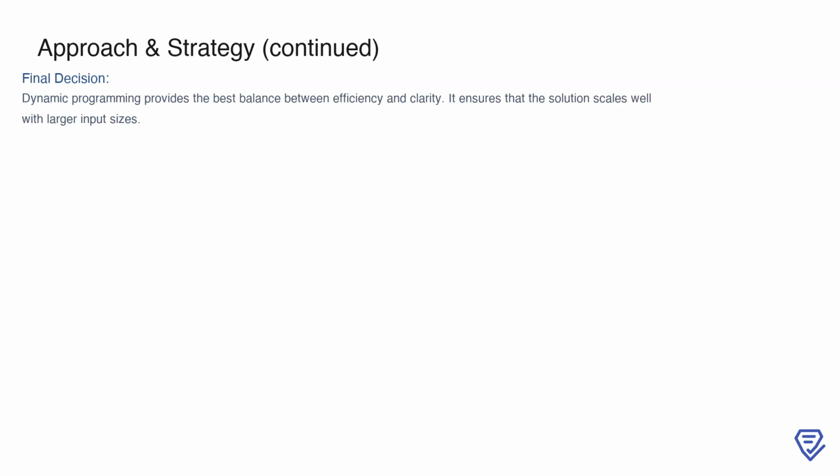Ultimately, the final decision is to use dynamic programming as it strikes the best balance between efficiency and clarity. This approach is not only scalable but also ensures that the solution remains computationally feasible for larger input sizes. By leveraging memoization and focusing on the problem's structure around powers of x, we can solve the problem in a way that is both elegant and practical. This makes dynamic programming the ideal choice for tackling this challenge.